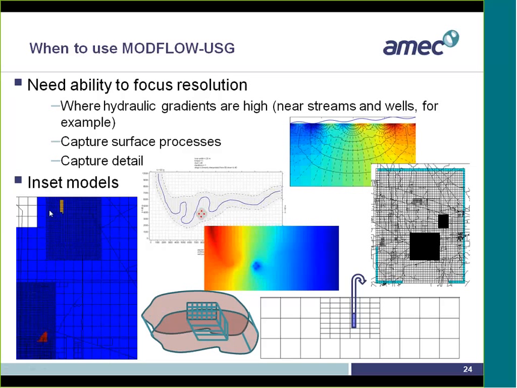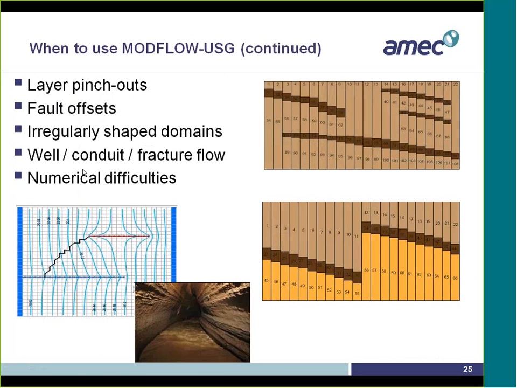You may just have some resolution of input, for instance. You can have recharge or recharge ponds, and you may not capture it on your large grid. So you just throw in a nested grid around the region where you want to capture the resolution of that input. You could use it when you have layer pinch outs. Pinched out layers, you don't have to have the pinched out layers carried all the way across.